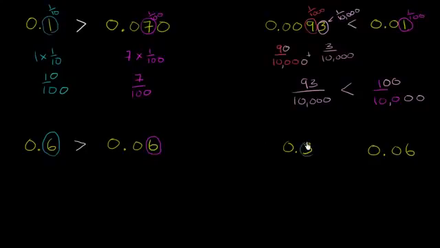Now let's think about 0.3 versus 0.06. This 3 literally represents 3 tenths, while this 6 right over here represents 6 hundredths. And if you wanted to compare them directly, you could multiply 3 tenths, both the numerator and the denominator, by 10, so you're not changing its value. 10 over 10 is essentially 1. So this becomes 30 over 100. 3 tenths is the same thing as 30 over 100, and 30 over 100 is a lot larger than 6 over 100. So this is greater than.